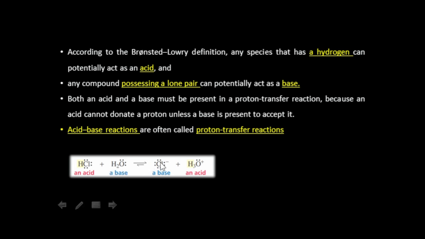You can see in this reaction HCl has donated a proton, and another compound, water, accepts that proton and forms the H3O+ ion. So an acid and a base will react to form again a base and an acid. For a proton transfer or acid-base reaction, there must be an acid as well as a base which is ready to receive the proton.